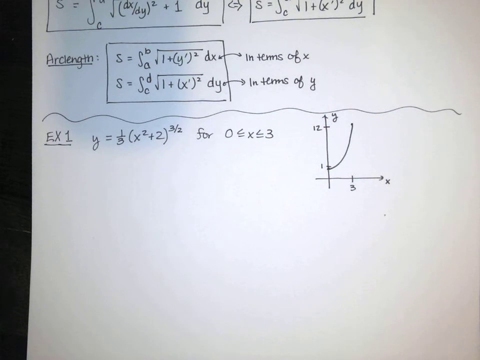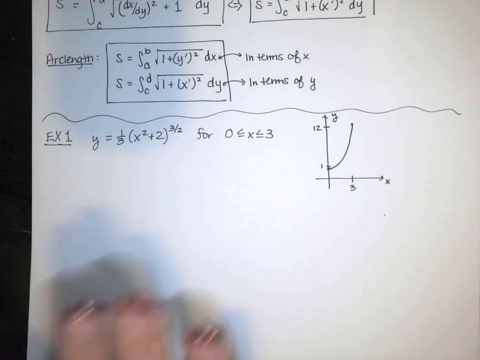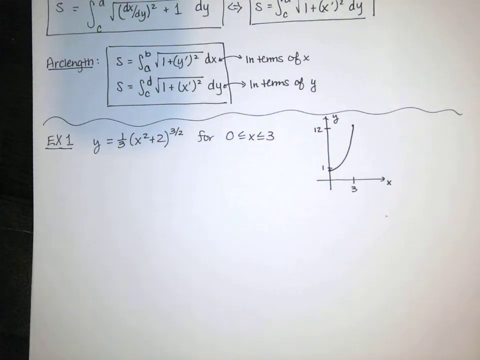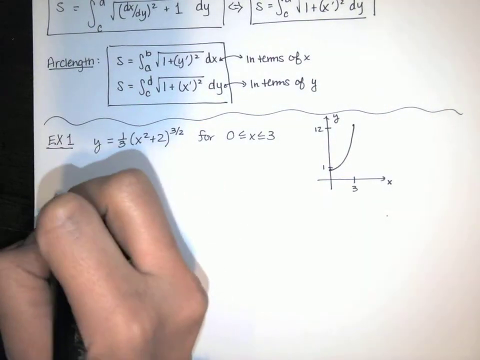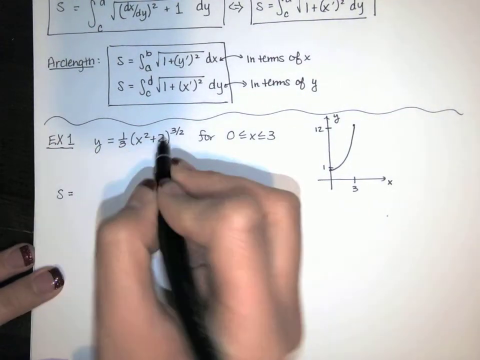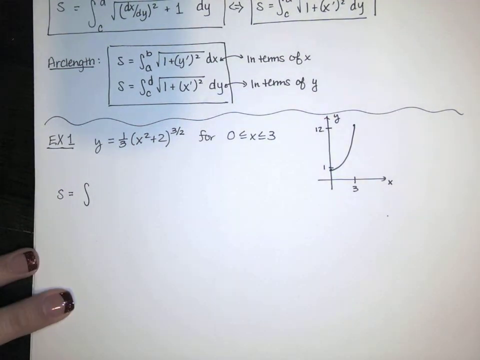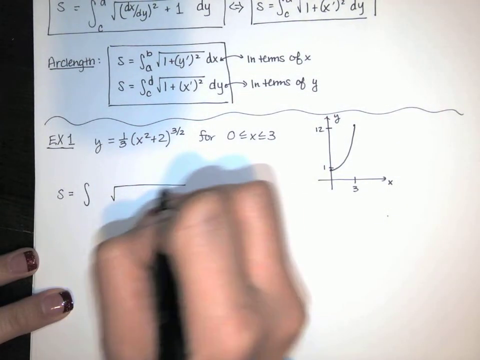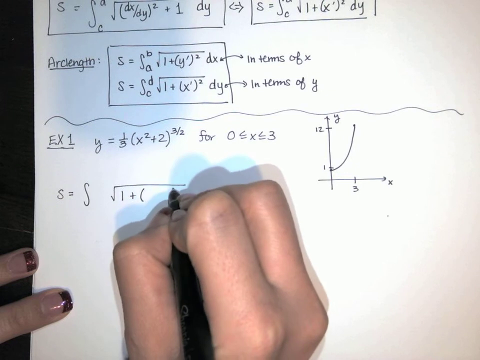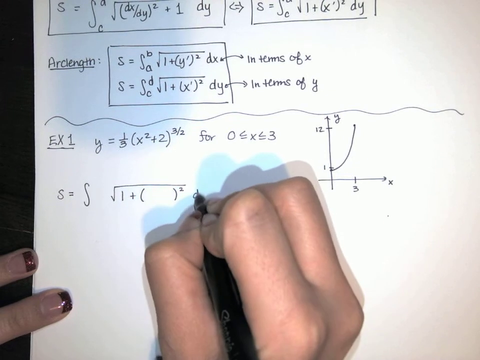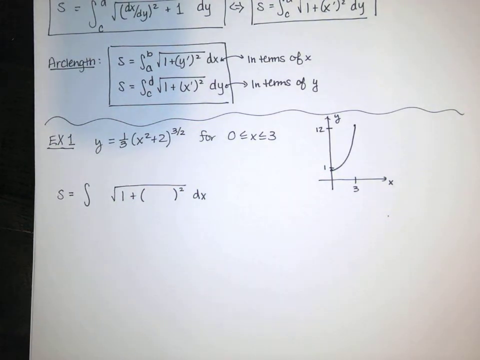But we're going to start out with some of the problems in this section that just involve finding the length using the formulas. So I'm going to use the top formula. Since y is a function of x, I have the integral from a to b of the square root of 1 plus y prime squared multiplied by dx. So I'm just writing this to set it up.